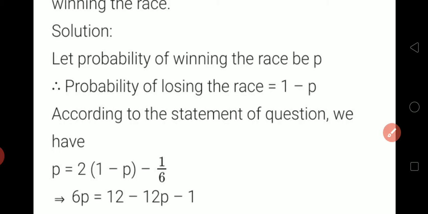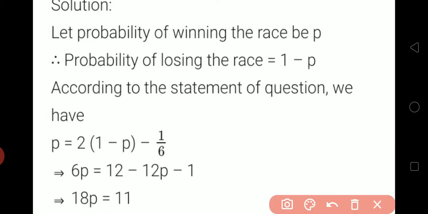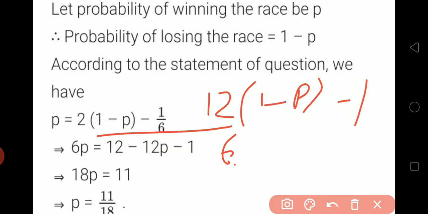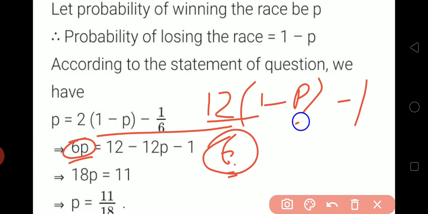Further on, according to the statement given in the question, the probability of winning is 2 times the probability of loss, and it is 1 by 6 less. So you will minus 1 by 6 here. You can take the LCM also here. There are many methods to solve this. So here it is taken LCM 6. So 6 2s are 12 into 1 minus p minus 1, and this 6 LCM is multiplied with p now because this is in the denominator. So 6p equals 12 minus 12p minus 1.